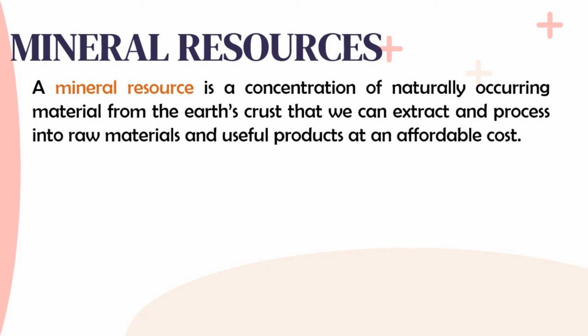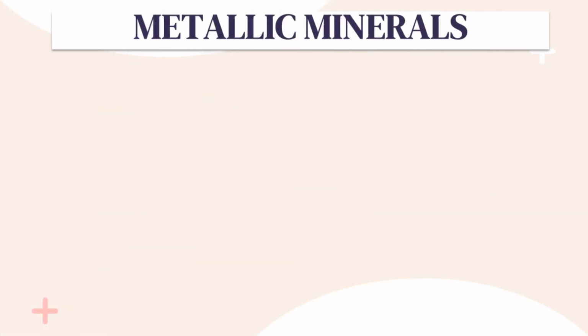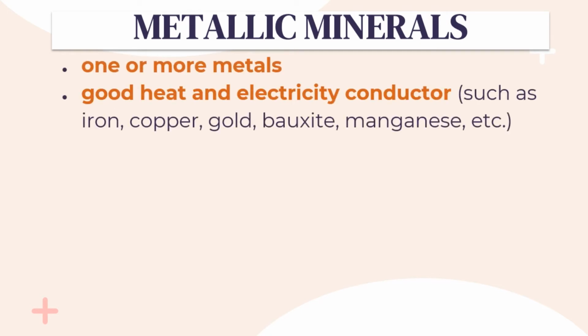A mineral resource is a concentration of naturally occurring material from the Earth's crust that we can extract and process into raw materials and useful products at an affordable cost. There are two major types of minerals: metallic minerals and non-metallic minerals. Metallic minerals, as the name suggests, contain one or more metals. They are good heat and electricity conductors. In nature, they are malleable and ductile. You can easily pound it into thin sheets or stretch it into wires to produce new products.